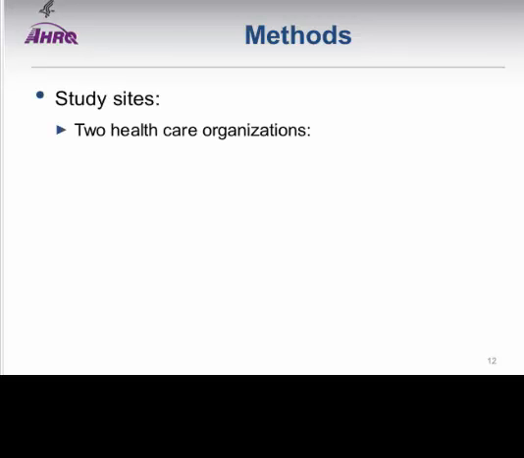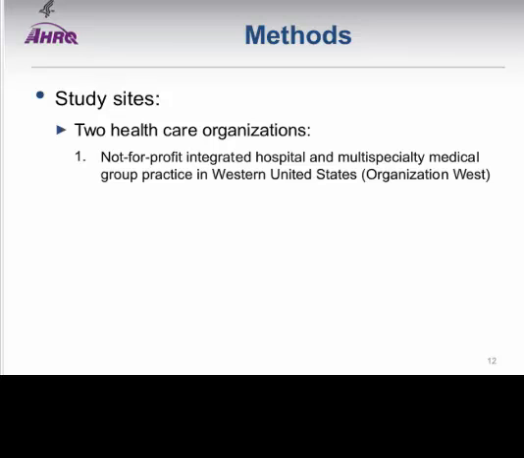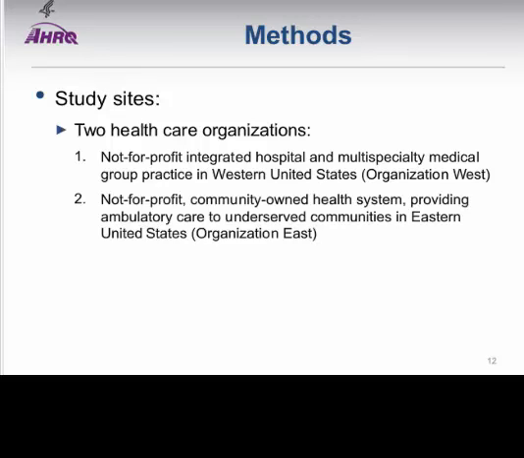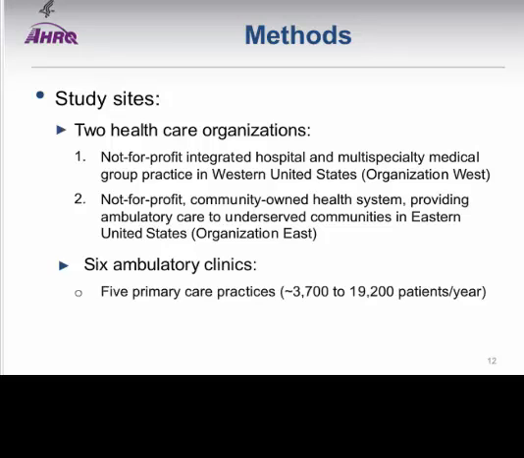So we had two organizations engaged in our study. One was an integrated hospital and multi-specialty medical group practice in the Western United States, which I will refer to as Organization West, and then a community-owned health system that provides only ambulatory care to underserved communities in Eastern United States, which I will refer to as Organization East. So at both organizations, we had a total of 6 clinics participating. 5 were primary care practices, and 1 was a specialty care clinic.